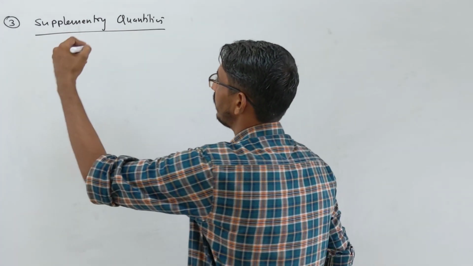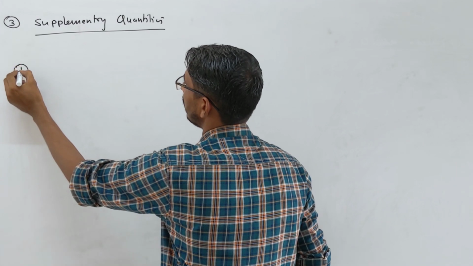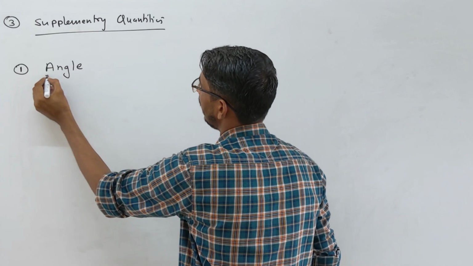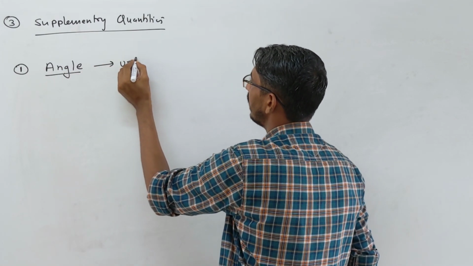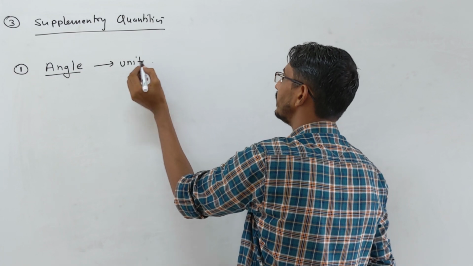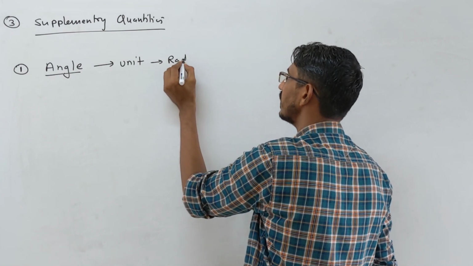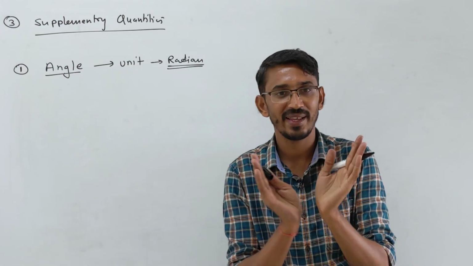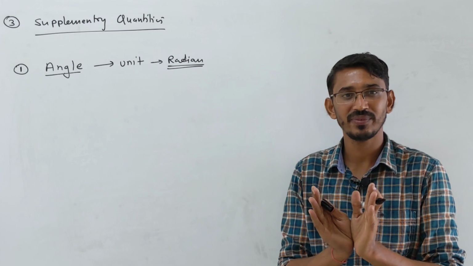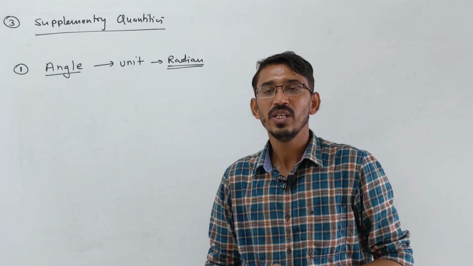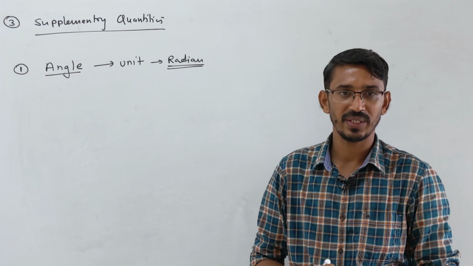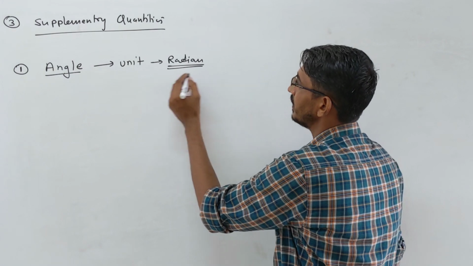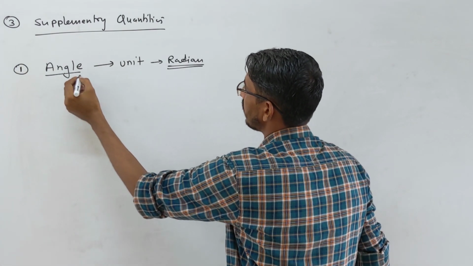Okay, and what are they? We have two types of this. One is the physical quantity called angle, and the unit of angle is called radian. What is radian? In junior classes, you measured the angle between two lines in degrees, like 50 degree, 30 degree, 45 degree. So degree is not the SI unit. The SI unit of angle is what? Radian. Correct? So this radian, which is the unit of angle, we can properly call a 2D angle.